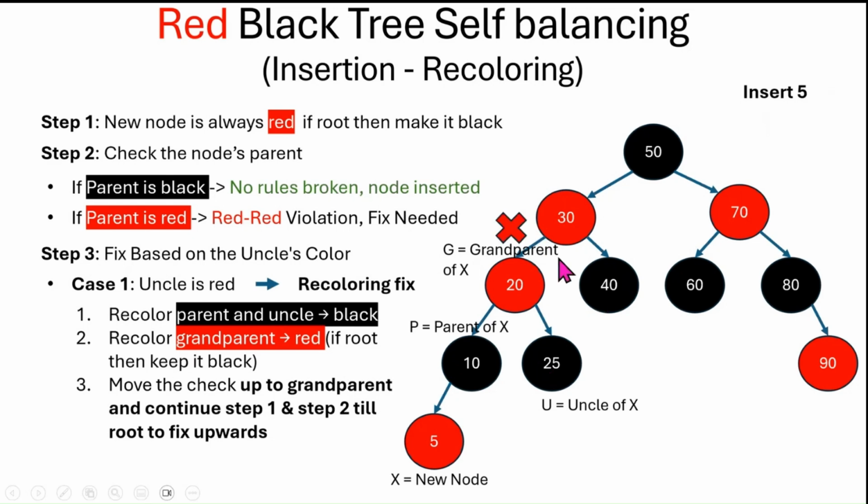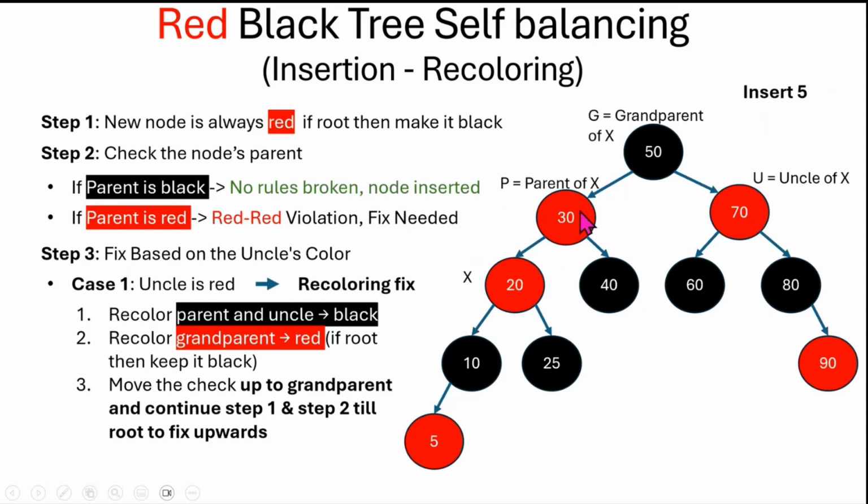The problem comes here. In the case of a recoloring fix, if we fix the recoloring at these impacted 3 nodes, which are the grandparent, parent, and X, then the recoloring problem might bubble up, and we might need to fix that till the root. Now it bubbles up here. So now what do we need to do? That is step 3 in case 1. The grandparent now becomes X. And 30 is the parent of 20, so it is P, and G is the grandparent of 20. And the uncle of 20 is this 70, right?